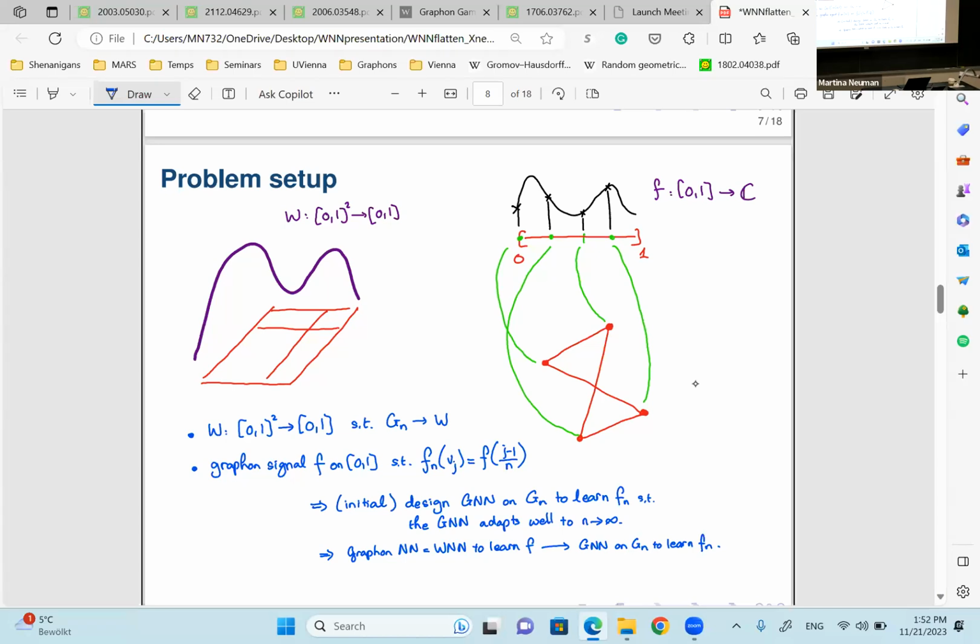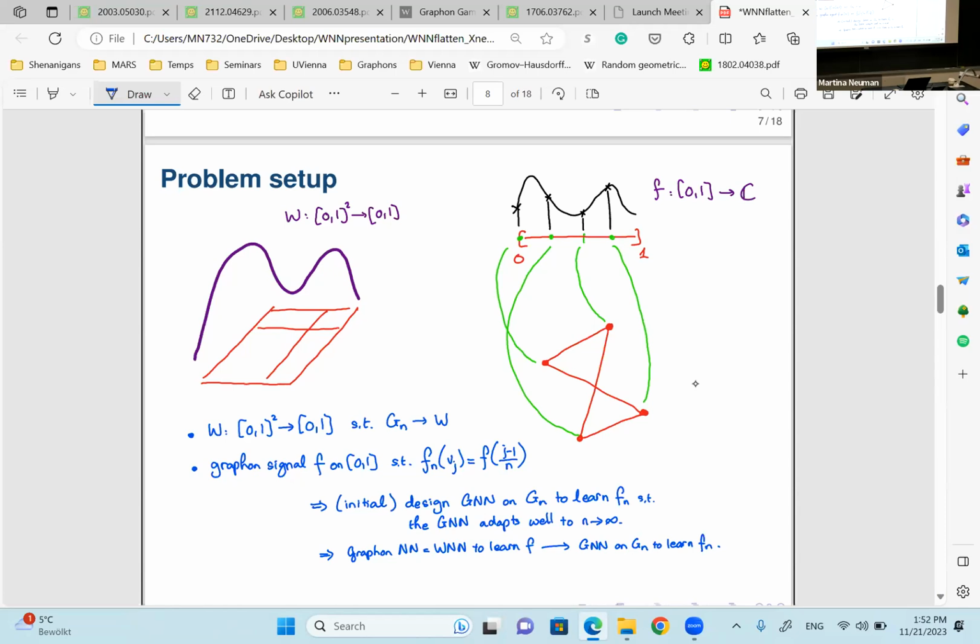The way I'm going to do that is to take everything all the way to the limit. When I go to the limit, I have a graphon, and I'm going to build a neural network that works on that graphon. That's an abstract neural network. Then I'm going to discretize that neural network, and the discretization is going to become my GNN. Okay, so far so good.